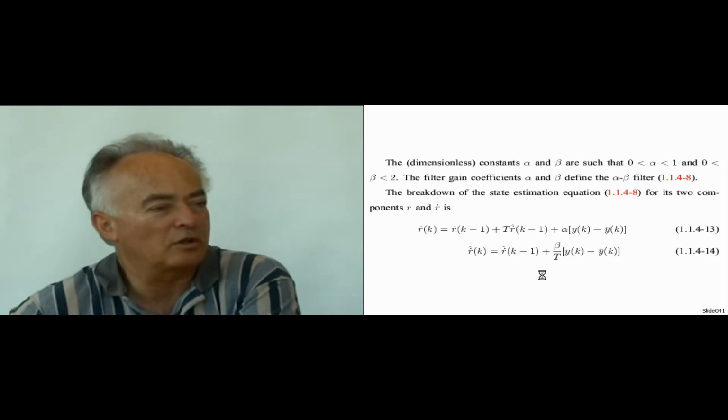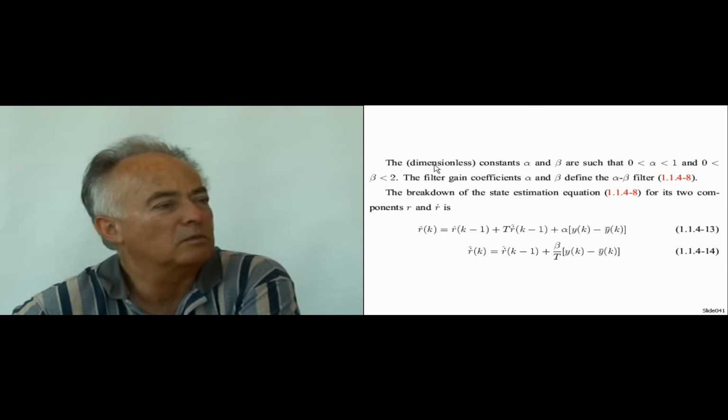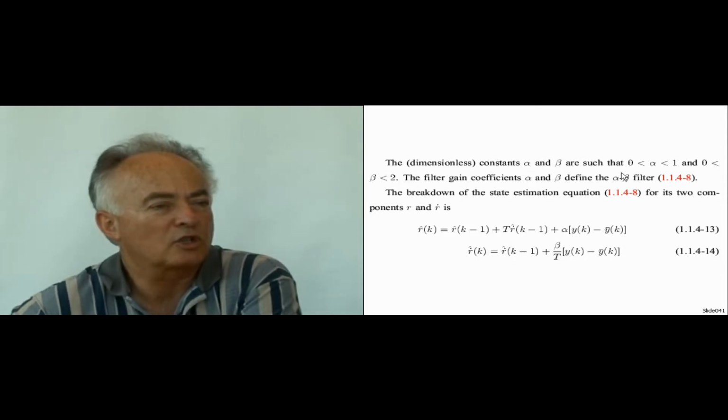Okay, these constants, alpha and beta, both dimensionless as indicated before, are such that alpha is between 0 and 1, and beta is between 0 and 2. And these are the two quantities which define the alpha-beta filter.